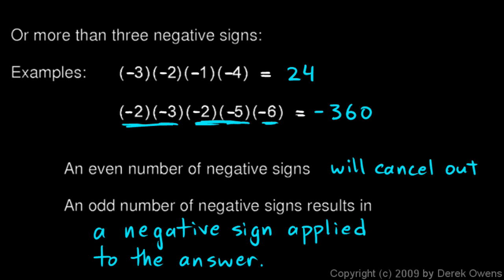And that's because an even number of negative signs will cancel out. So if we have an odd number of negative signs, then all but one of them will always cancel out. And so we have a negative sign on the answer. And that's the case we had here. 5 negative signs multiplied together. 4 of these cancel out, and we're left with a negative sign that shows up on our answer.